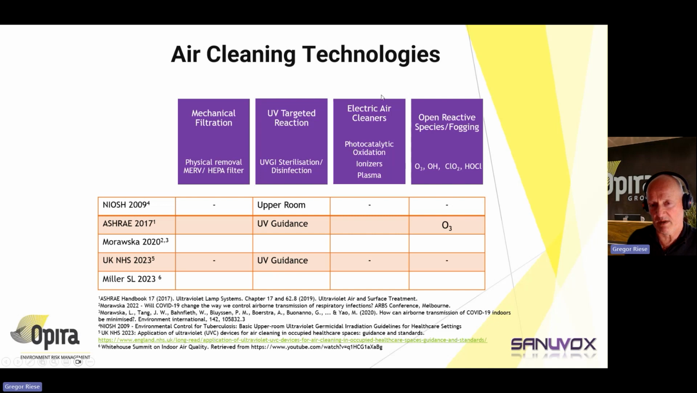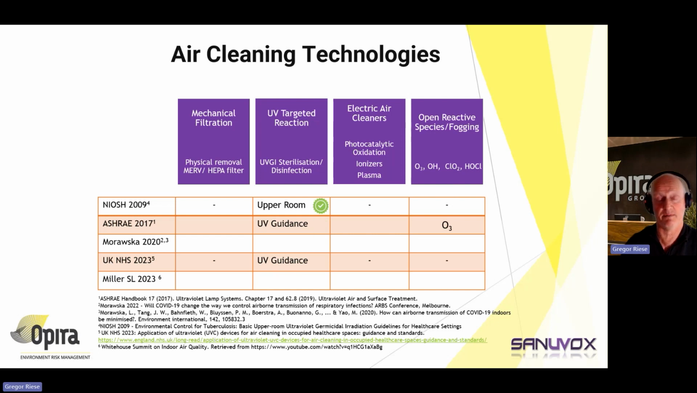There's also a really broad range in the marketplace now of different electric air cleaning technologies: photocatalytic oxidation, ionization, and plasma technologies. Then you've got your not contained reactions, which is basically fogging type technologies, which you're seeing more in public spaces, and I'll go into a bit more of these technologies towards the end of the presentation.